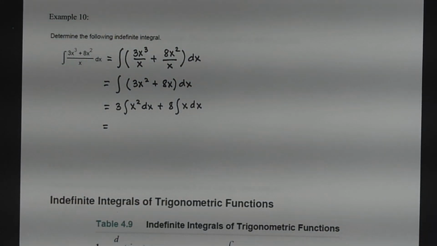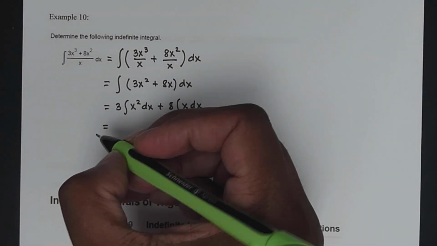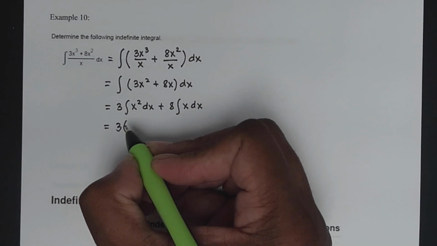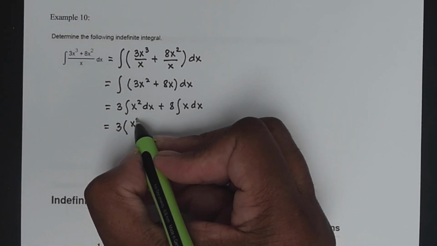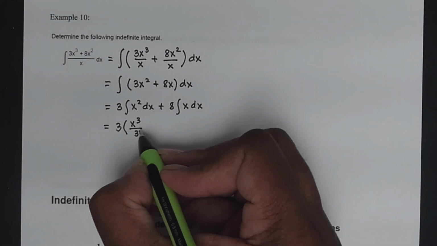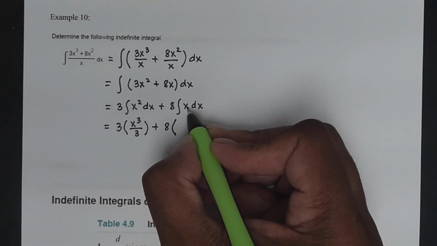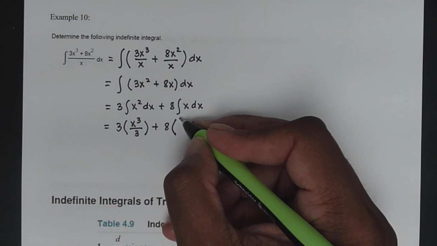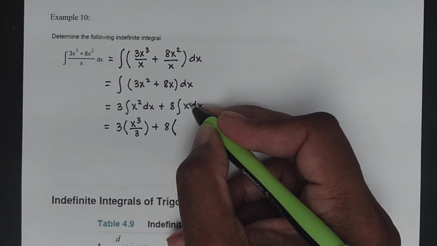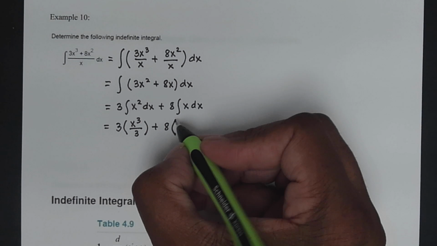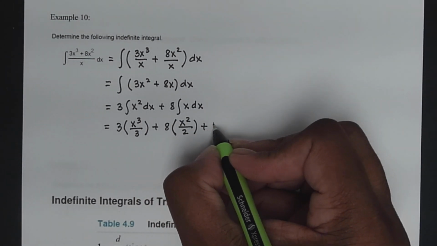Okay. So now let's go ahead and integrate each part. Bring down the 3. Using the power rule, I increase the power by 1, so it'll be x to the 2 plus 1, which will be 3, divided by your new exponent of 3, plus bring over the 8. Increase the power for the integral of x dx. This is the understood 1. We increase the power by 1, so it'll be 1 plus 1, which will be 2, so it'll be x squared over the new exponent of 2, plus c.